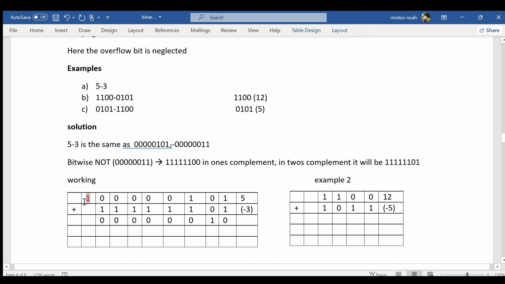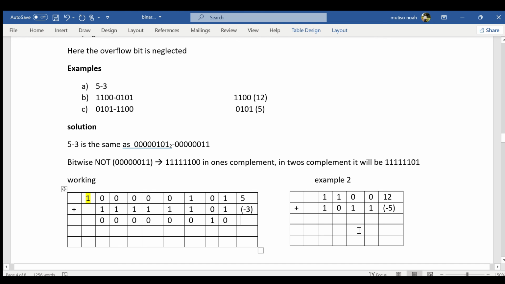So we said this overflow number is neglected. You are not supposed to add it back to the result as we did in the previous 1's complement. So you can see this result is now correct, even without adding back that 1. That is the advantage of using 2's complement, because you don't need to add that 1 back to the result.